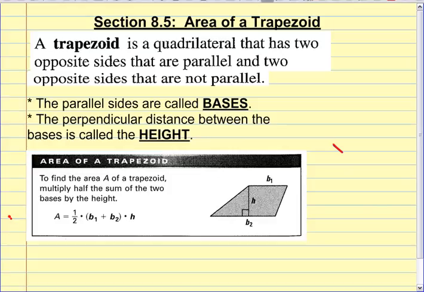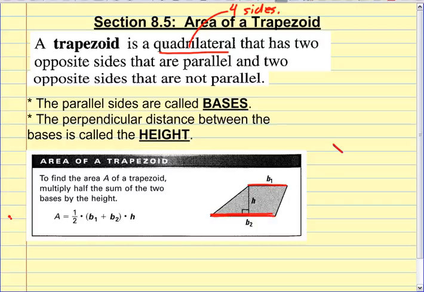Okay, folks, area of the trapezoid, right? And we've been talking about it, but a trapezoid is a quadrilateral, meaning four sides, that has two opposite sides that are parallel and two that are not parallel. So it only has one pair of parallel sides. For instance, this one down here in the little diagram.